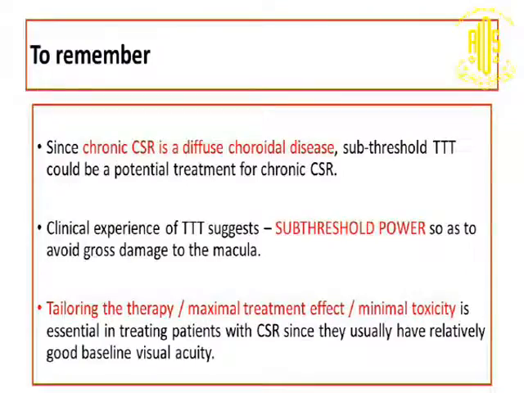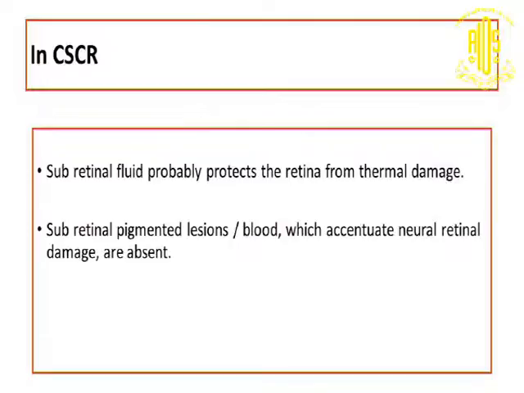Since chronic CSCR is a diffuse choroidal, choriocapillary disease, there is potential with transpupillary thermotherapy, and very importantly, subthreshold power has to be used. Really subthreshold. We found that 50% of the threshold power is all that is required in chronic CSCR because there is no proliferative tissue here. Tailoring the treatment for maximum effect and minimum toxicity is essential in treating patients with CSCR because they usually have good baseline vision to start with.